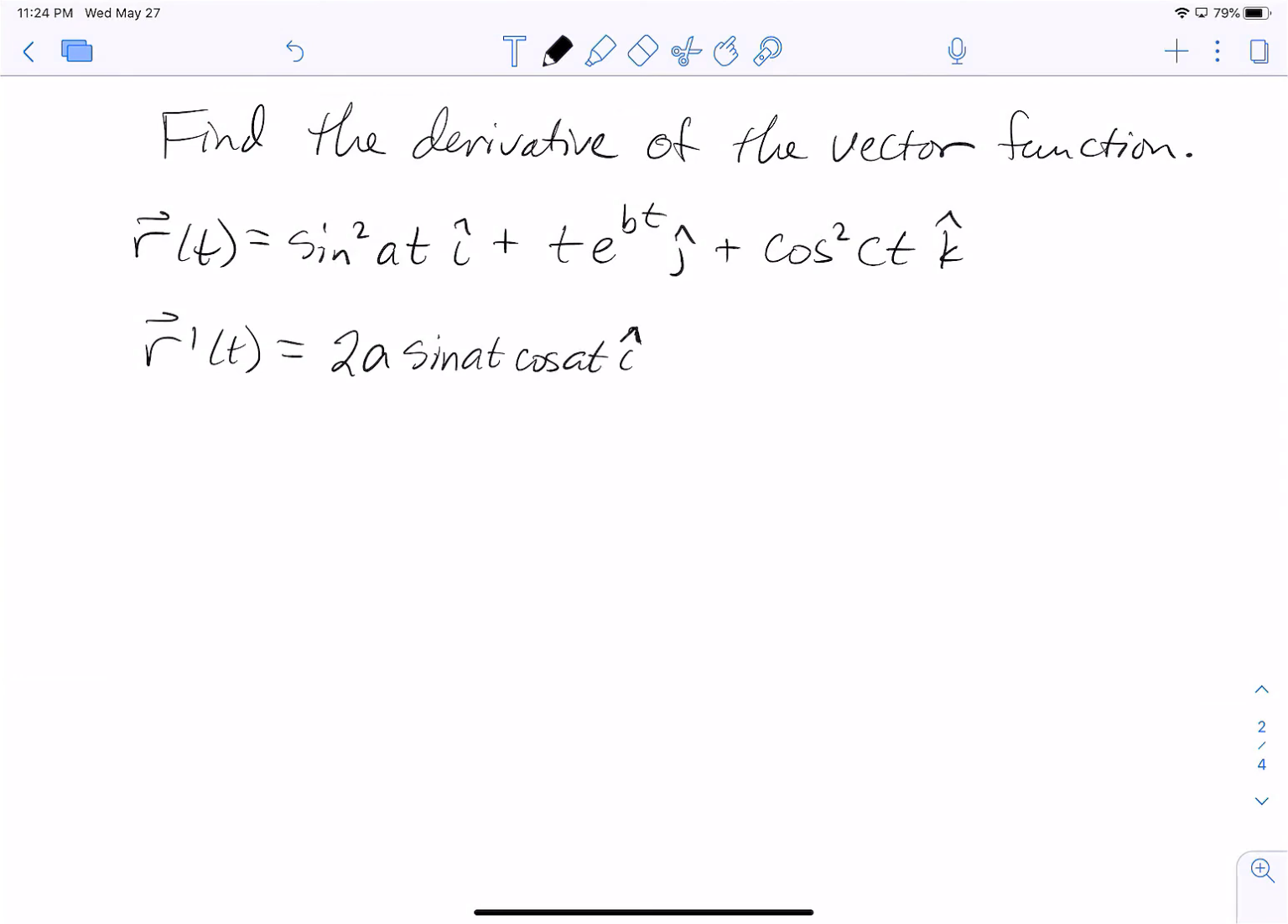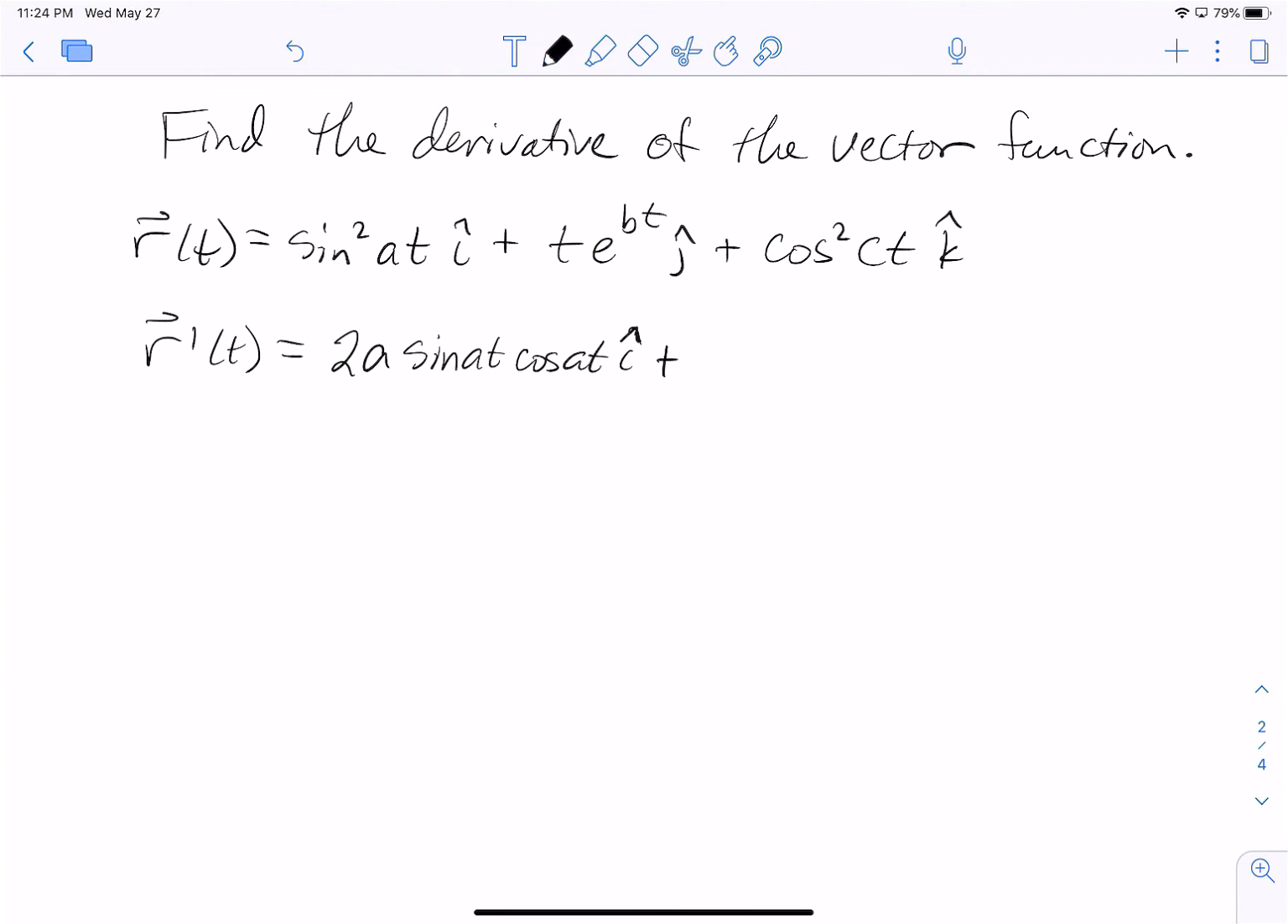And this is all coming from, the 2 comes from the power rule, sine squared, right? And then we drop the power by 1. The derivative of the sine function is the cosine function, so that's where cosine is coming from, of at. And then the derivative of at is going to be a. So that's where the 2a and everything else is coming from.